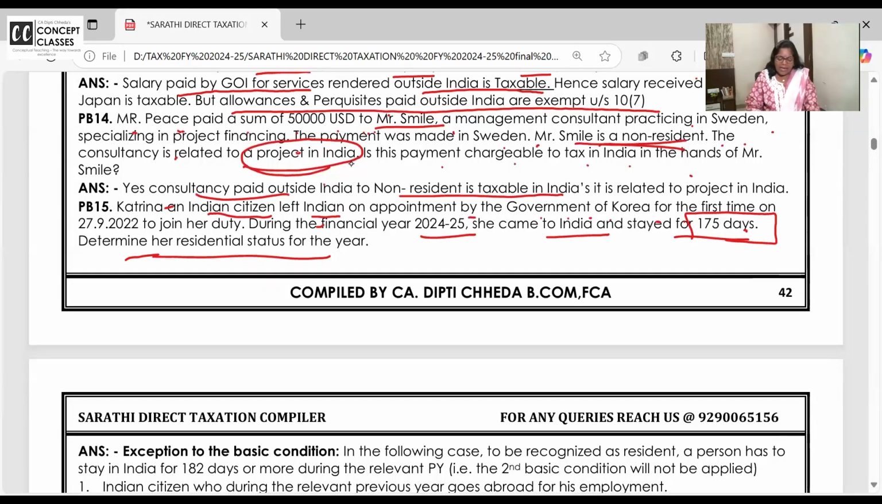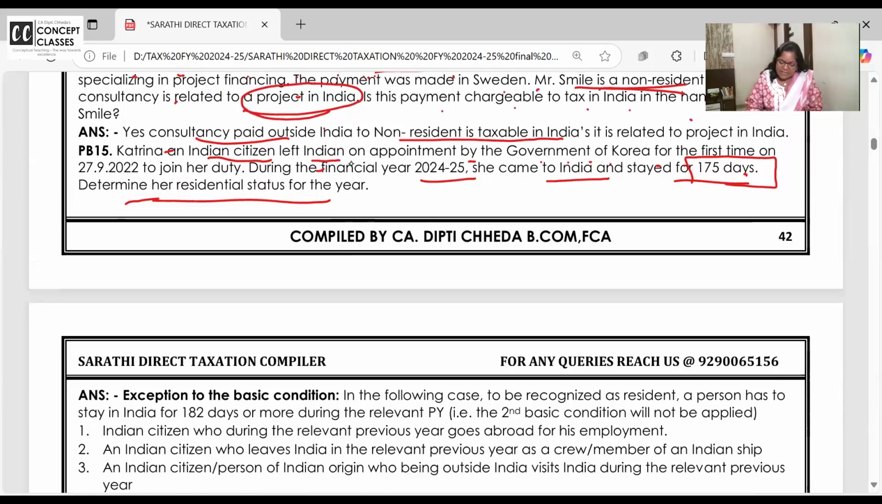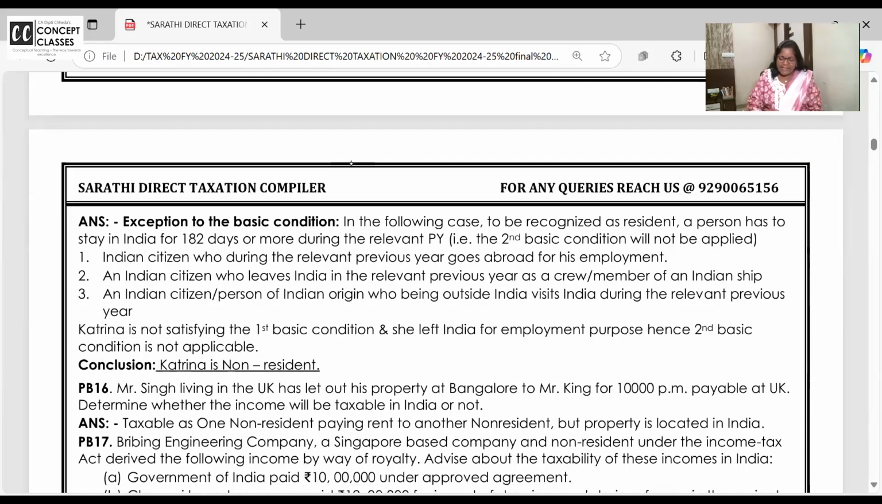And she left India on 27. So is she there in India for 60 days or more? Yes. And 365 days or more? Yes. But for an Indian citizen staying abroad, coming for working in India, the second condition is not applicable. 60 days is not. But ma'am, 120 days is applicable. But for 120 days, total income should be above the limit. And there's no total income. So not applicable. See, you have to write like this.